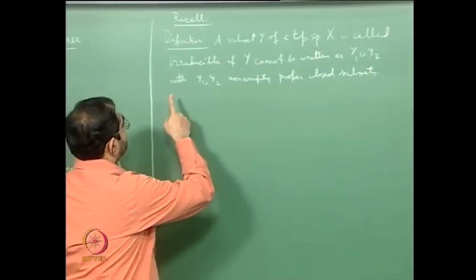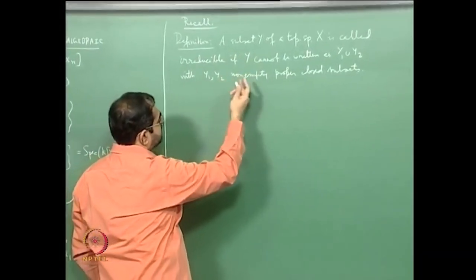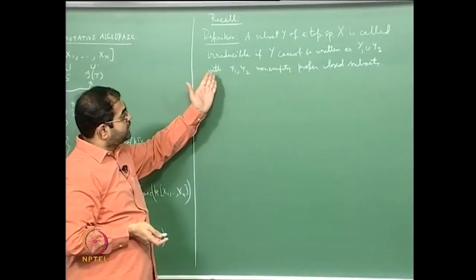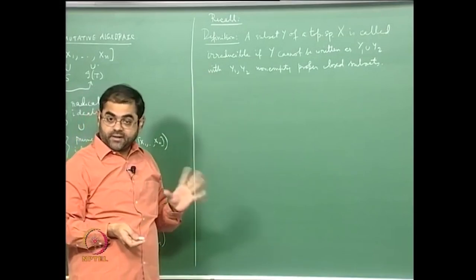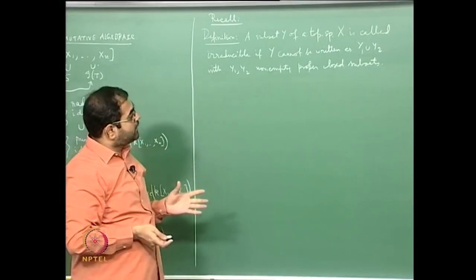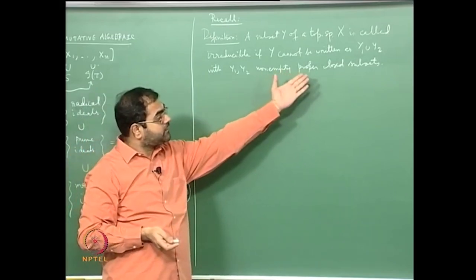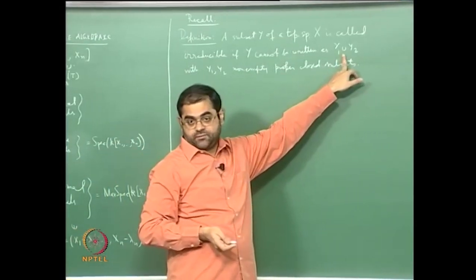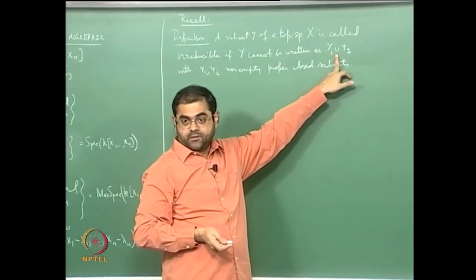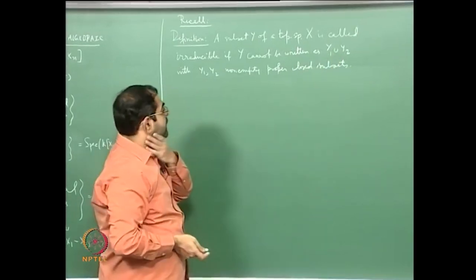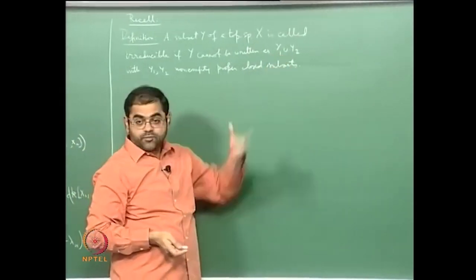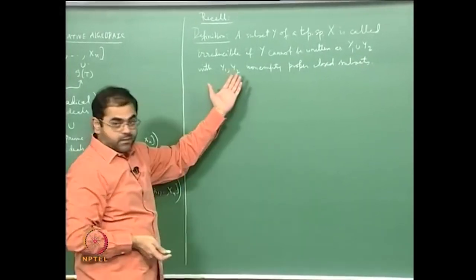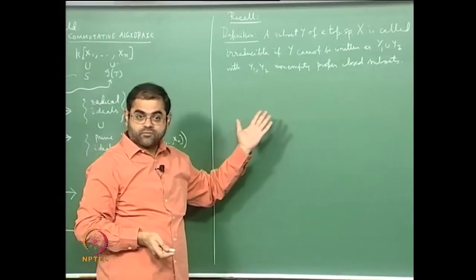Fine. So of course this definition, as I told you, implies that if Y is irreducible, then it is connected. Because for it to be connected, you should not be able to write it as a disjoint union of non-empty proper closed subsets. And that is certainly not possible if you can't even write it as a union of non-empty proper closed subsets. So irreducibility is a very strong form of connectedness.